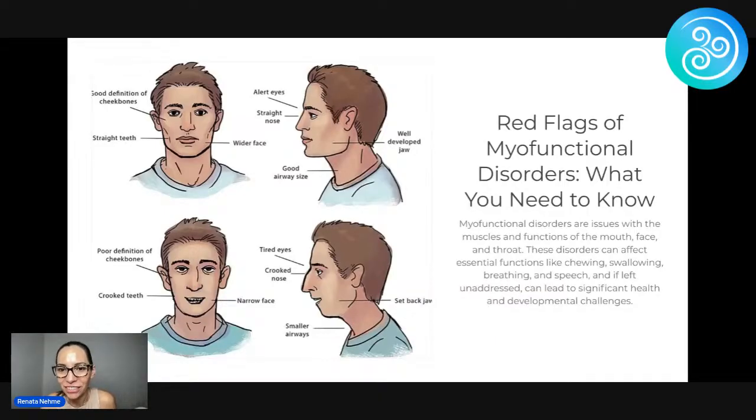Red flag is in full screen. Very good. Okay, bingo cards. Give me a thumbs up if you have your bingo cards.